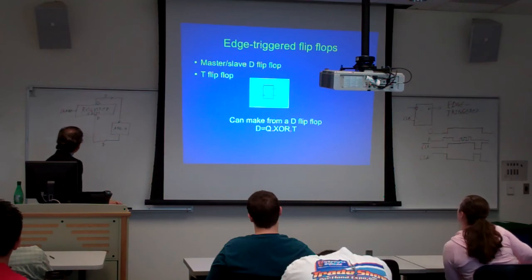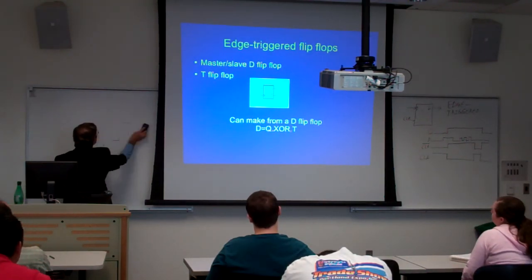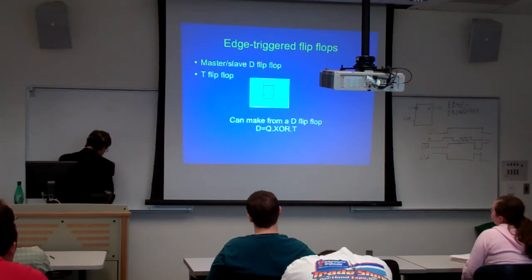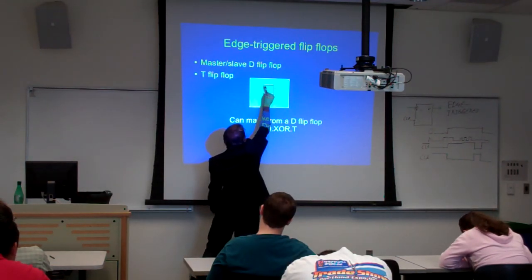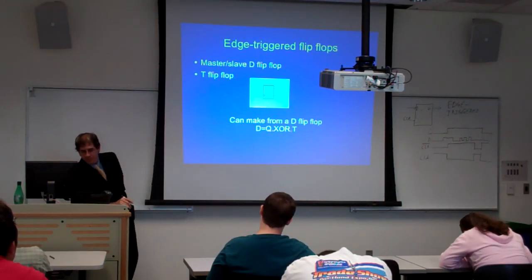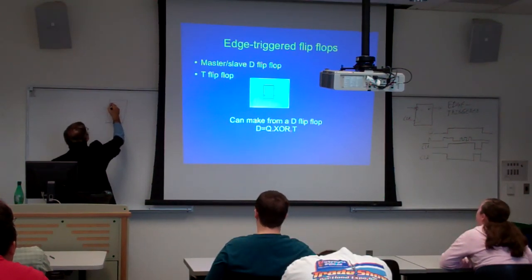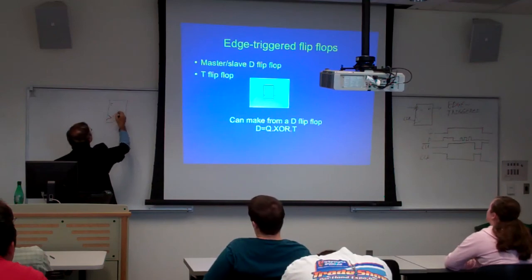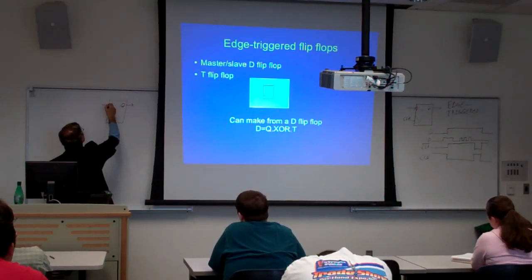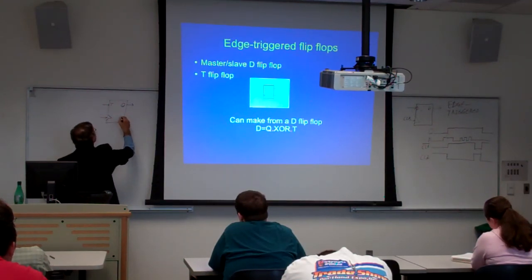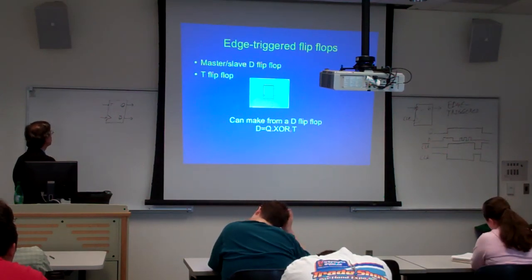This lets us build an interesting device called a toggle flip-flop. And it's usually drawn, that should be a T. There's a toggle input, there's a clock, there's a Q output. And we don't really need Q bar, but you always get it for free, so it's usually in these diagrams.